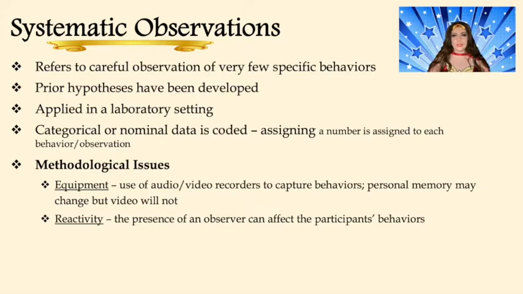Again, there is the consequence of reactivity, right? So if the couple knew that an observer was present and was watching them, then perhaps they would have behaved differently in a non-natural way and possibly in a more socially desirable way. And then again, the concept of reliability.